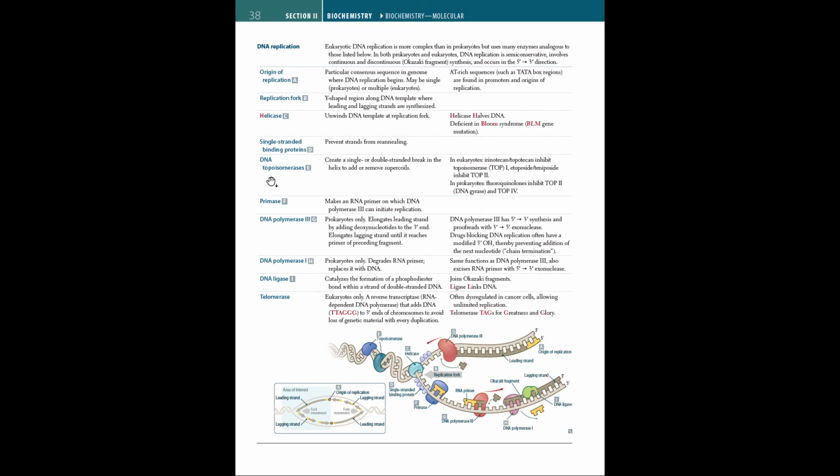DNA topoisomerase creates a single or double strand break in the helix to add or remove supercoils. In eukaryotes, irinotecan or topotecan inhibit topoisomerase top 1. Etoposide and teniposide inhibit top 2. I don't know if I'm pronouncing it right, but sorry. In prokaryotes, fluoroquinolone inhibits top 2 DNA gyrase and top 4.